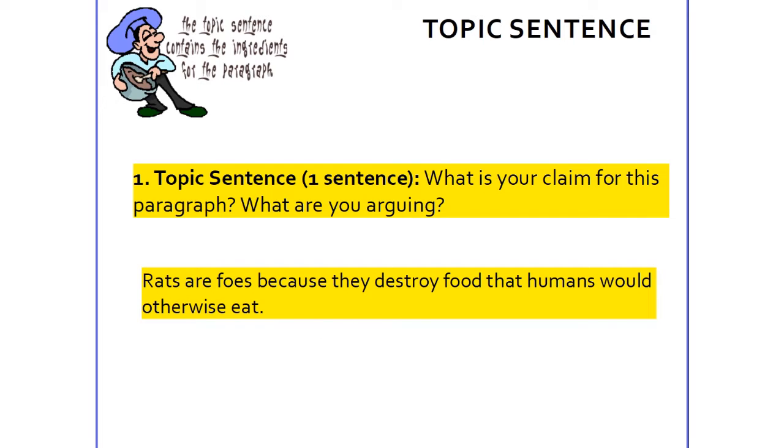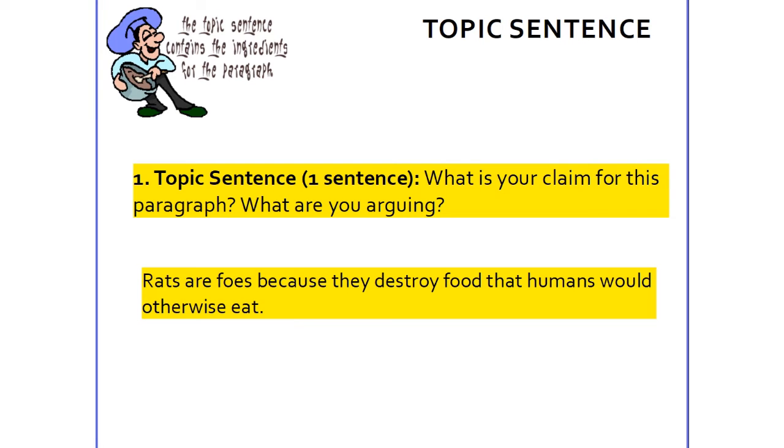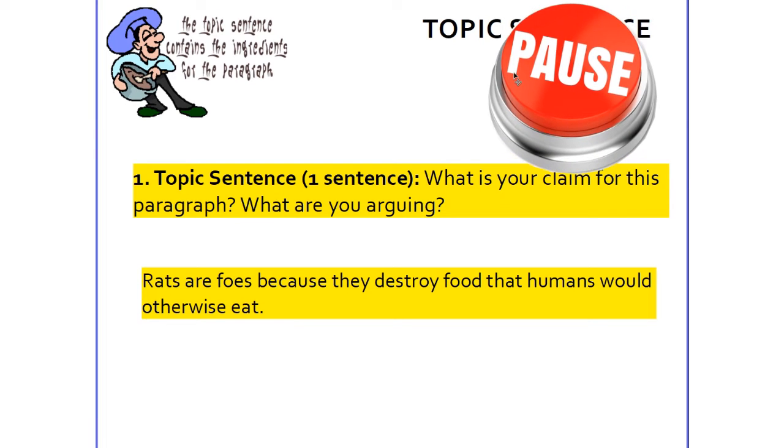So here's what I want you to do right now. I'm going to have you go ahead and look at your graphic organizer. I want you to come up with a supporting claim for this second paragraph right here. So you're going to look at these 2 pieces of evidence, look at this part of my overall claim, they destroy our infrastructure, and I want you to go ahead and write a claim for this paragraph. So go ahead and pause really quick and come back when you're done.